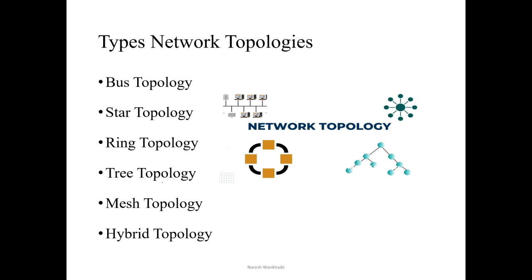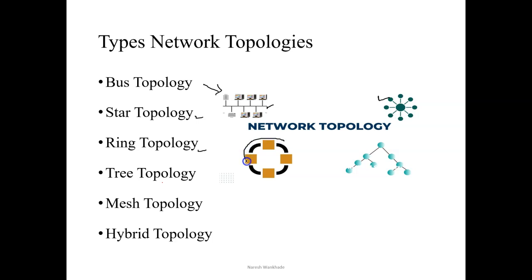The next topic is types of network topologies. So basically there are 6 types of network topology. First one is the bus topology. This diagram is related to bus topology. Means in this topology, all nodes are connected with the help of one line in a bus-like manner, in a serial manner. That is bus topology. Second one is the star topology. This is the diagram of star topology, where all nodes are connected in a star-like manner.